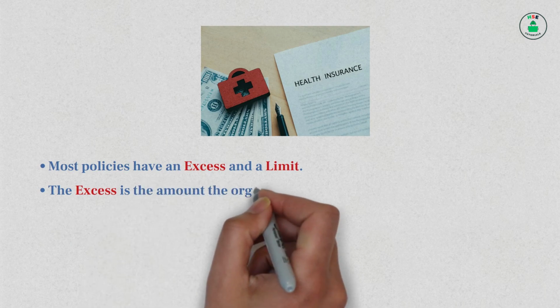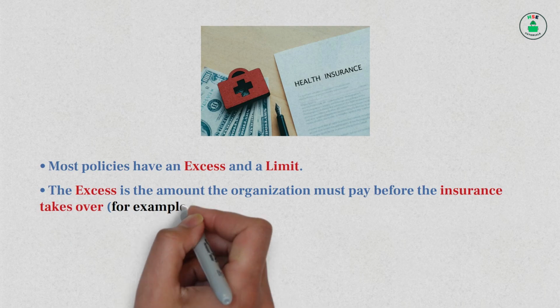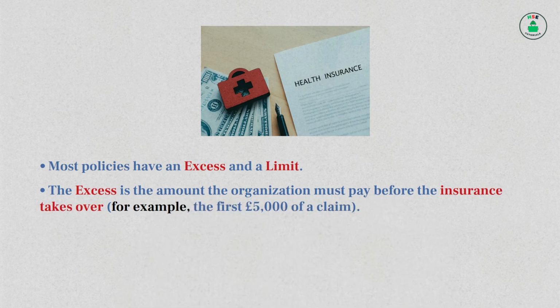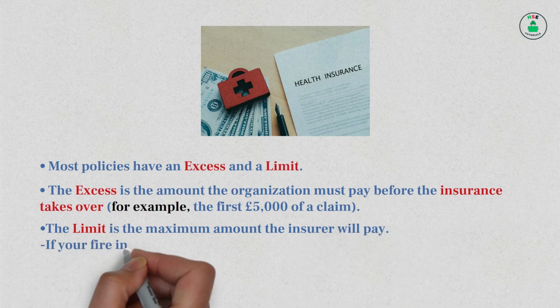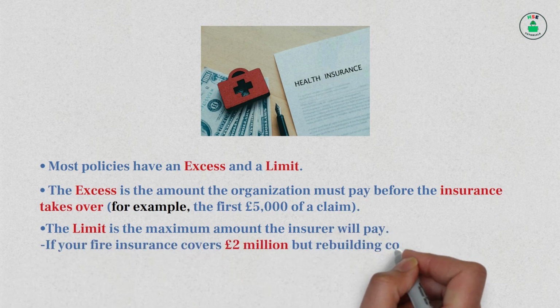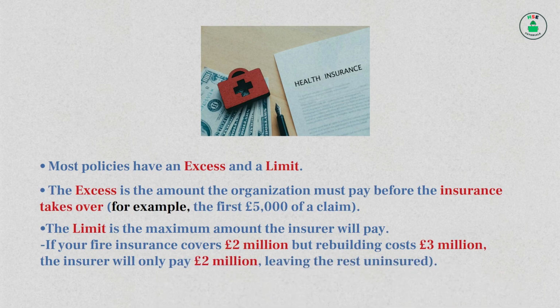The excess is the amount the organization must pay before the insurance takes over. For example, the first £5,000 of a claim. The limit is the maximum amount the insurer will pay. For instance, if your fire insurance covers £2 million but rebuilding costs £3 million, the insurer will only pay £2 million, leaving the rest uninsured.